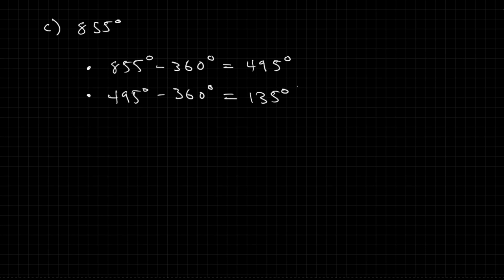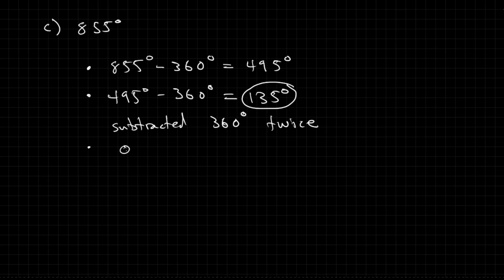So what we'll do is we'll visualize 135 degrees, which we've already done, and we're going to mark as well how many times we subtracted 360. So subtracted 360 degrees twice. And finally, we'll go ahead and complete the other two steps, which is finding out which quadrant. We've already done that for 135 degrees. That's in quadrant 2.